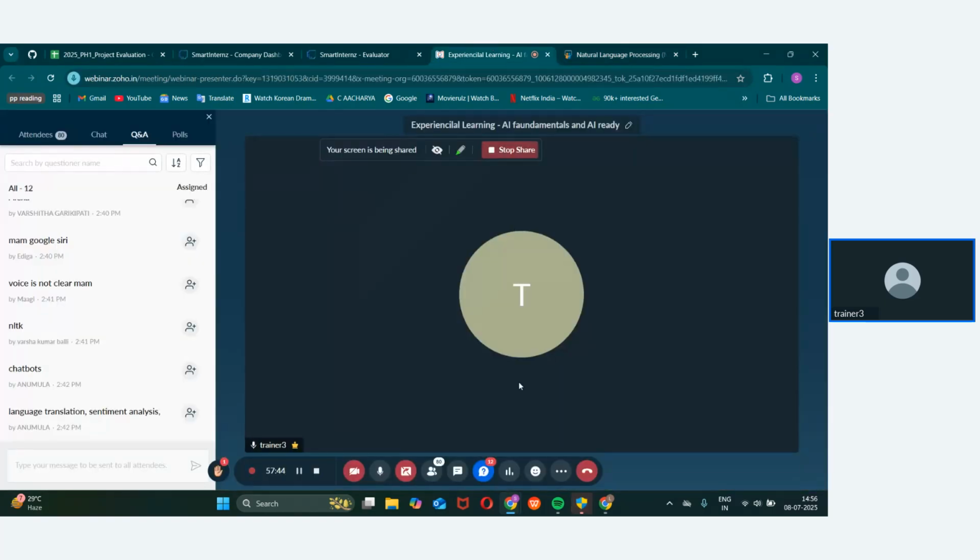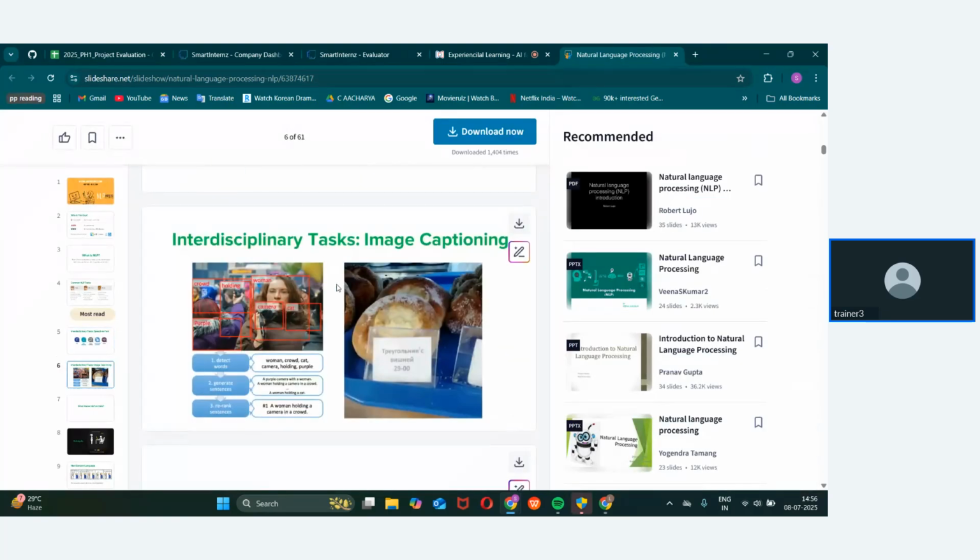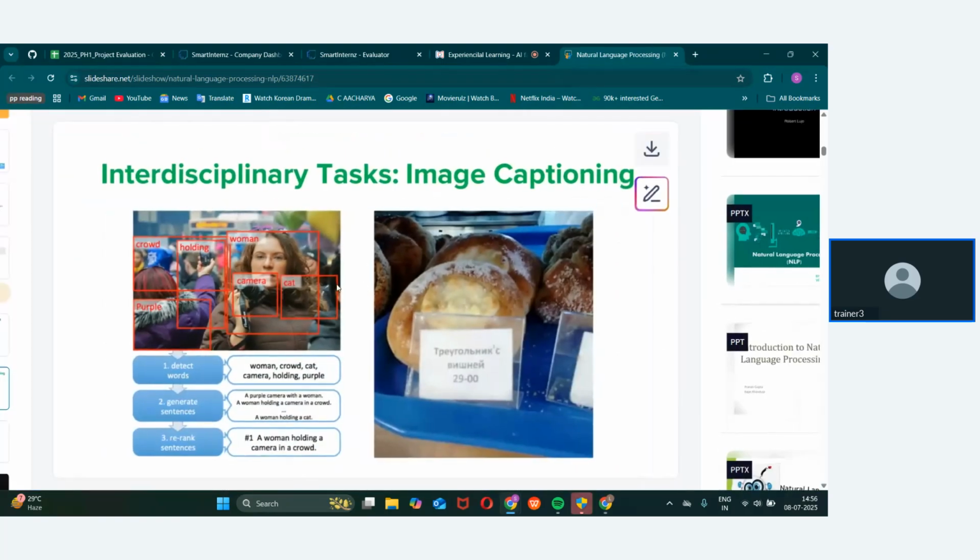I hope you might have gone through them. Let us move forward. So moving on further, what do we have? You can have a look at them.